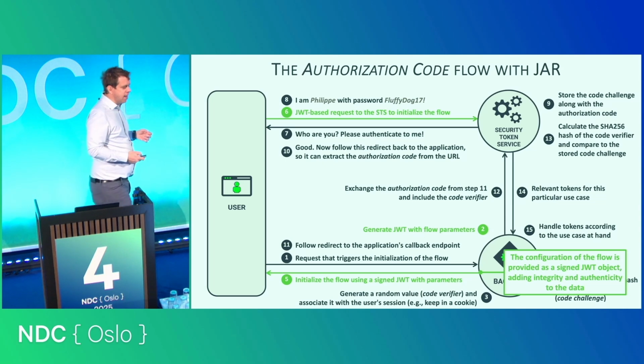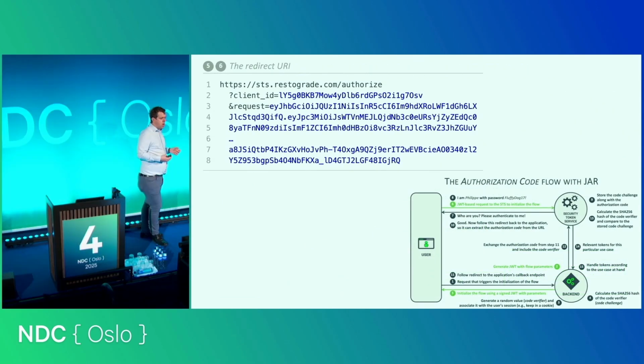What does it look like in the URI, the authorization request? Well, the authorization request now contains 2 parameters. We have the client ID, which always has to be there.